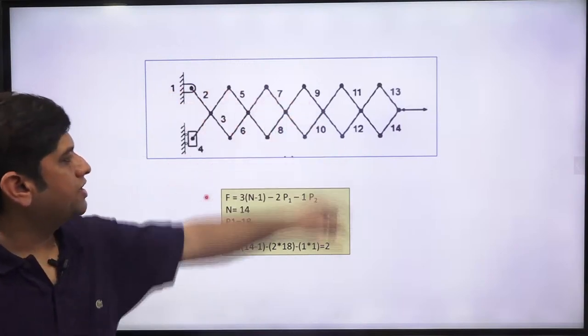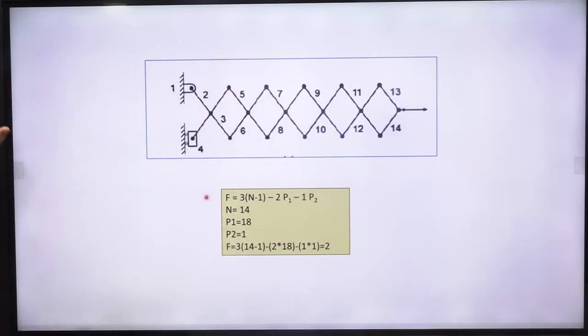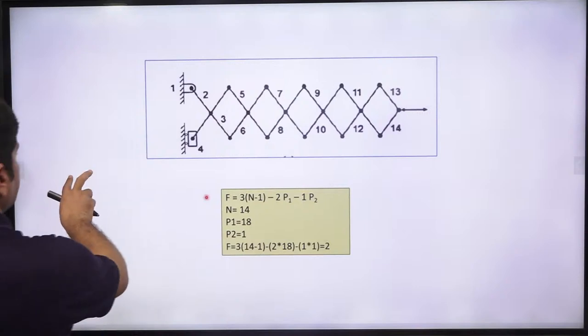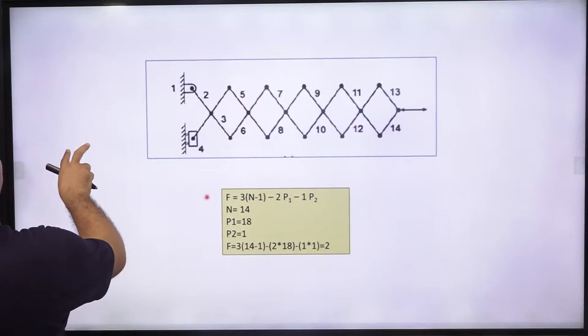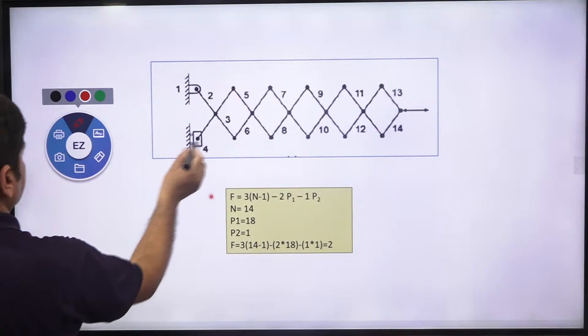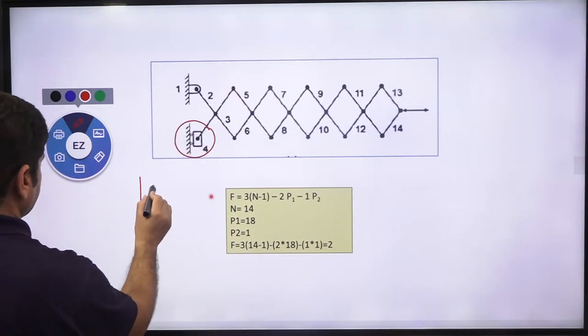So total number of links here are 14. Lower pairs are 18. Higher pair is 1. Which one is the higher pair now? This one. It is like this.